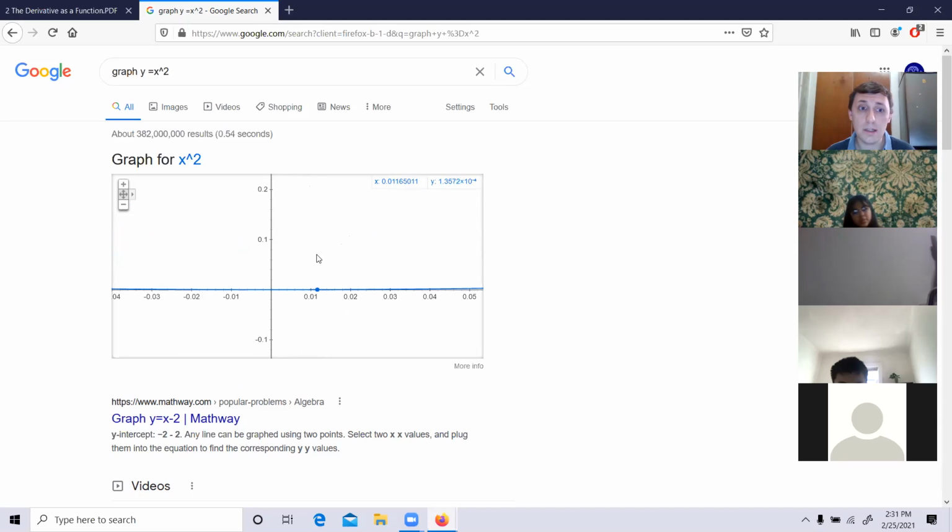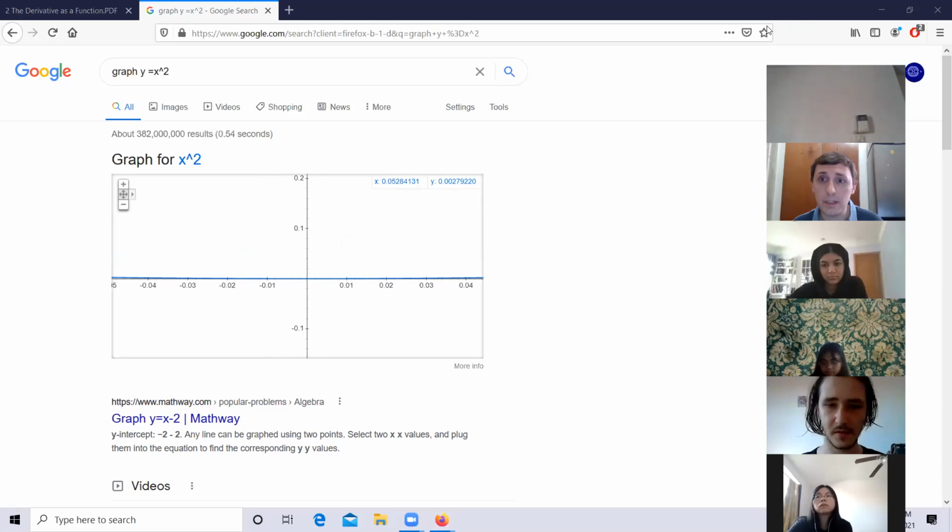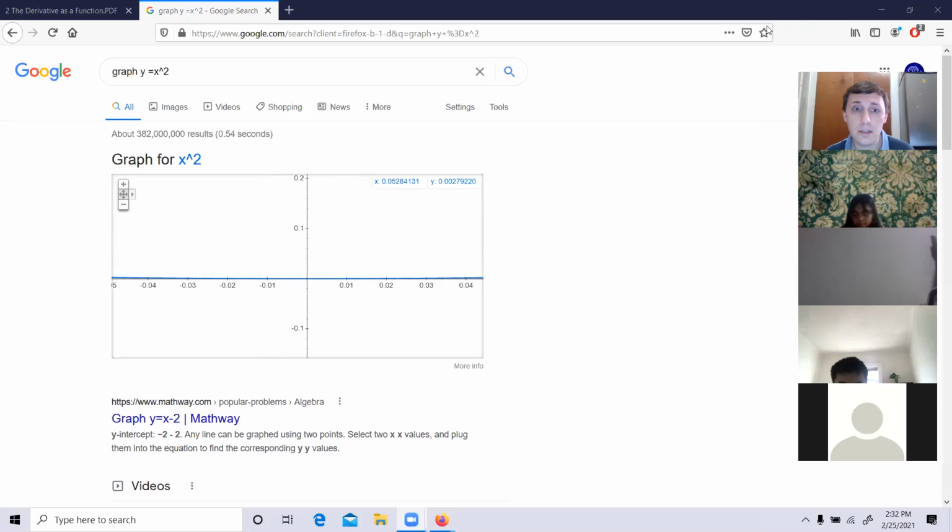What do I see, guys? It looks flat. Wasn't it amazing? It looks flat. In particular, it looks like a horizontal line. Yes? It looks flat. You see that?